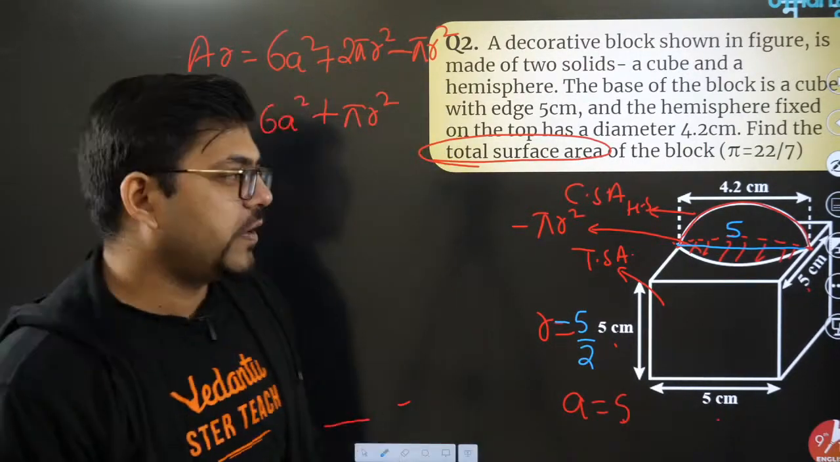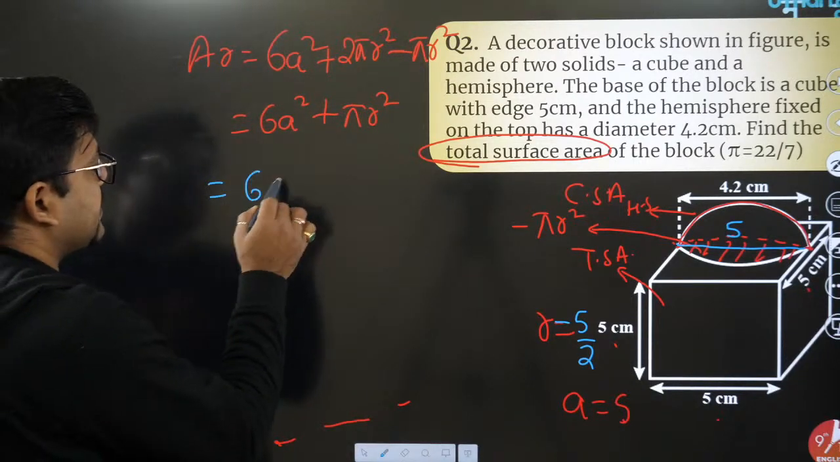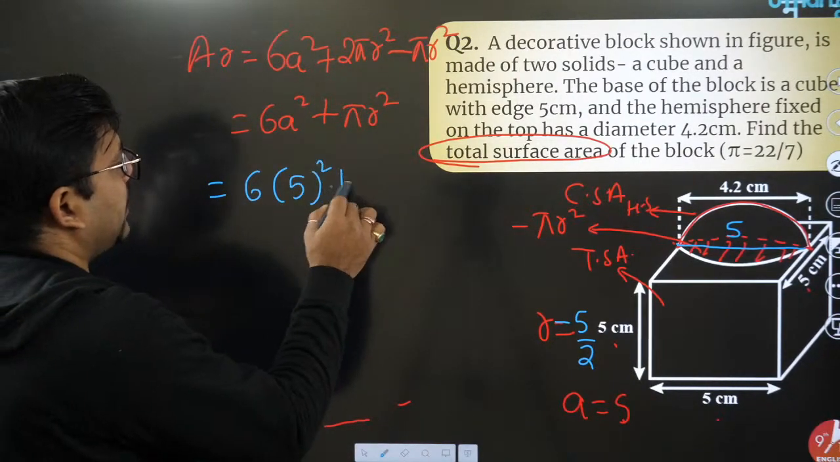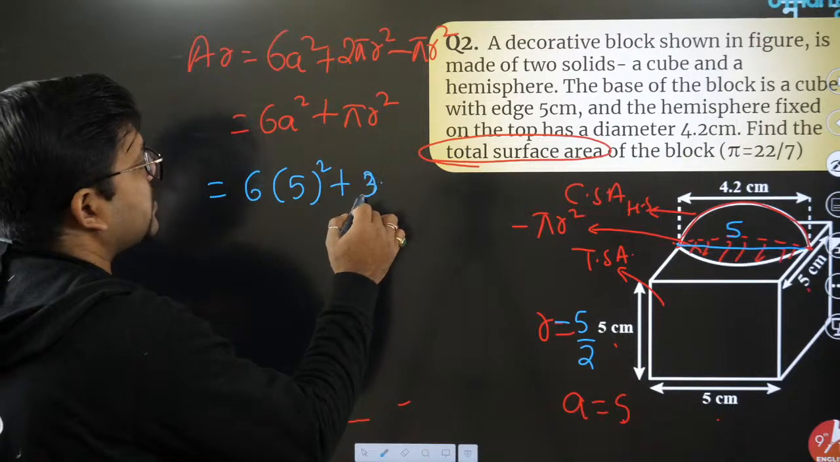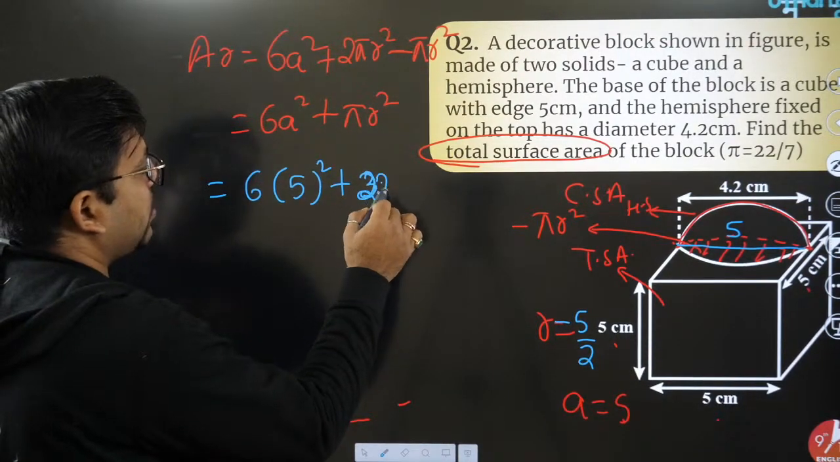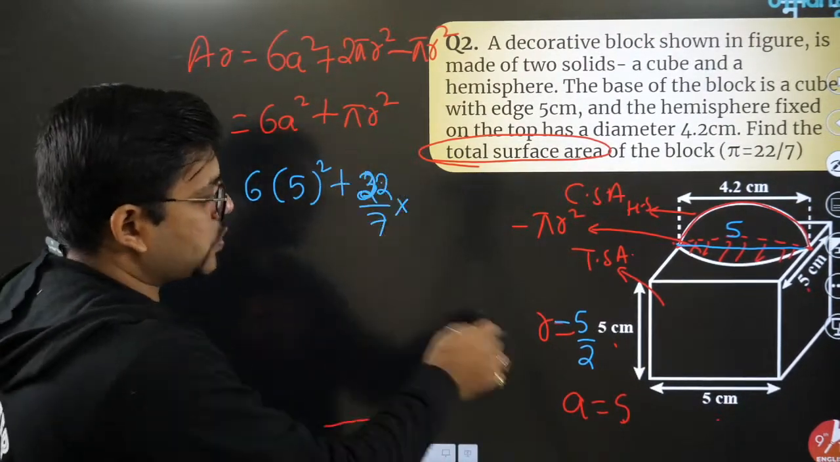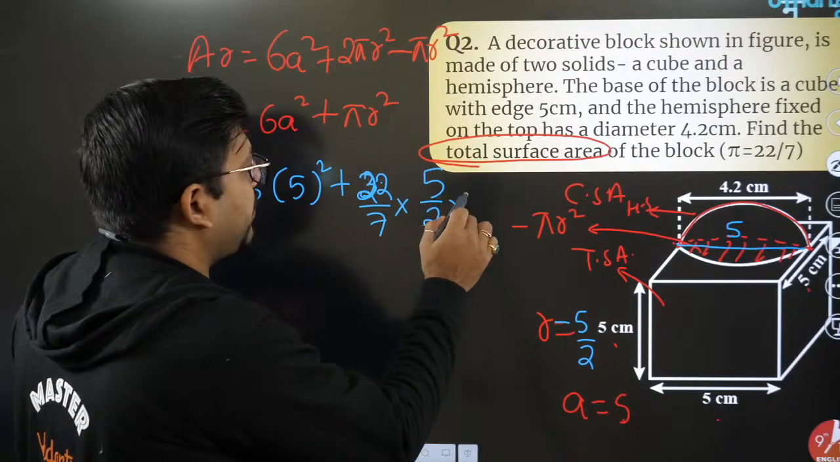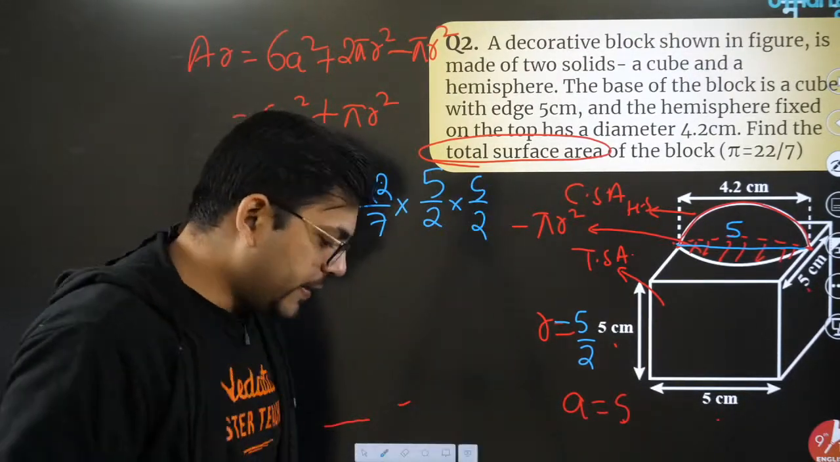So now you have to just solve it. 6a square, that is 6 into 5 square, plus pi, which is 3.14 or you can say 22 by 7, whatever you have to take, and then into r square, that is 5 by 2 into 5 by 2. I hope you all get it. Did you?